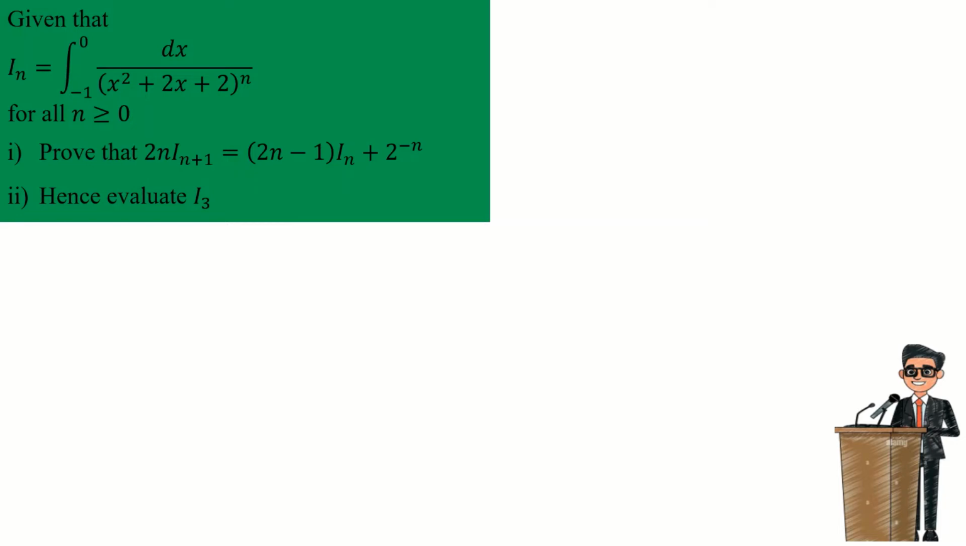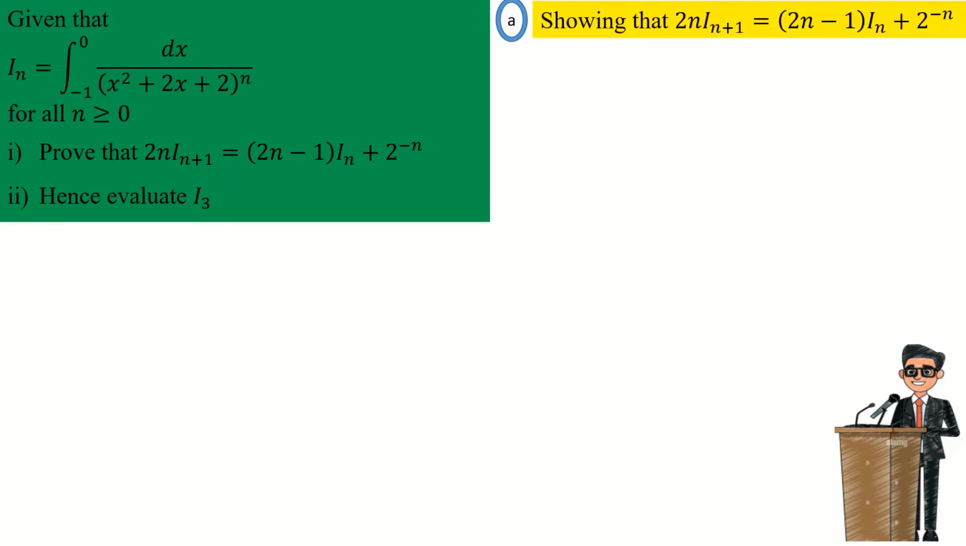Okay, so let's get started with this question. First of all, it is from a topic known as further integration. We refer to the topic as reduction formulae. So we are going to see how to approach questions like this. The A part is asking us to show that 2n In+1 is equal to (2n minus 1) In plus 2 to the negative n. Now n is greater or equal to 0.